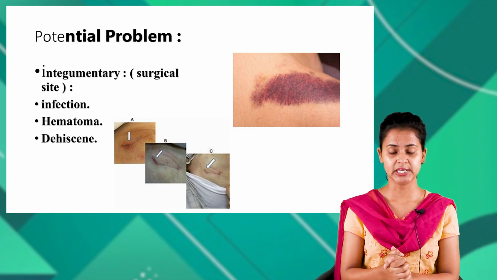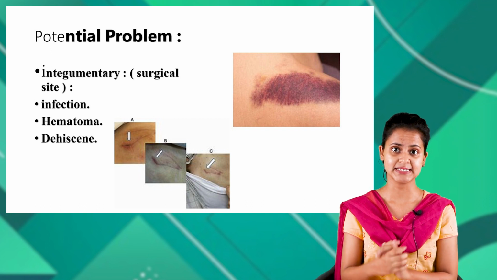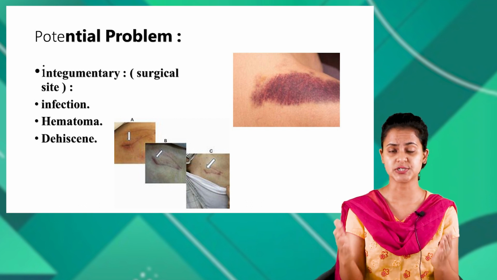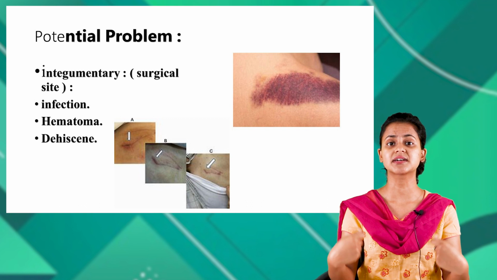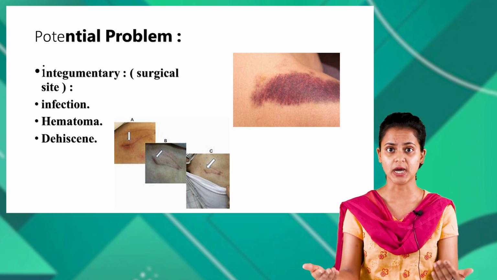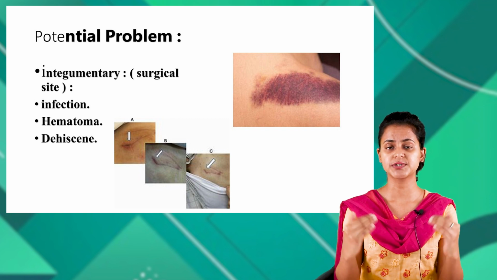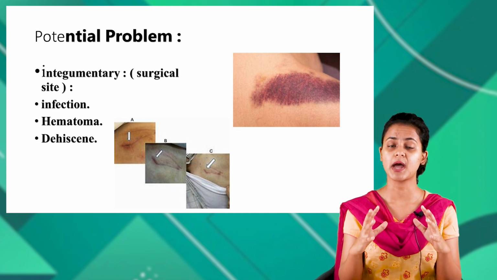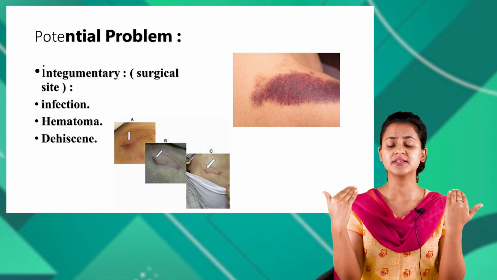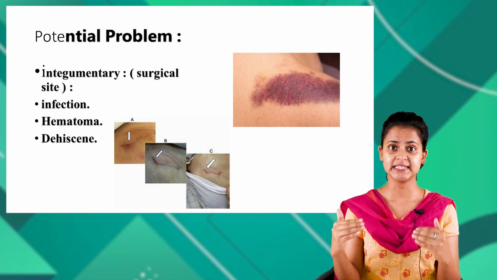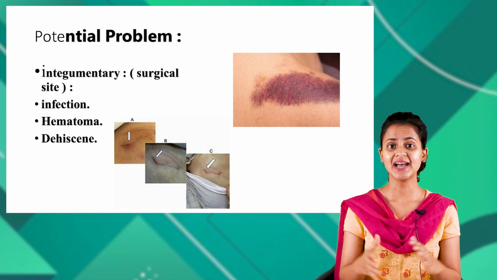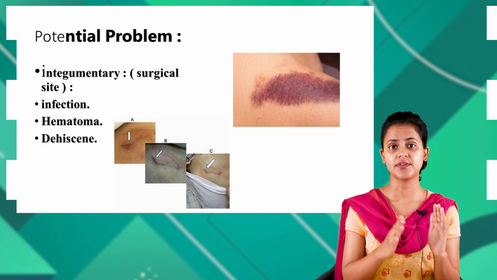The next complication related to the surgical site in the post-operative phase is hematoma. Often the client can develop a hematoma, so the necessary interventions should be done to prevent its development. Dehiscence also can take place in the surgical wound, so that has to be taken care of by the nurse.